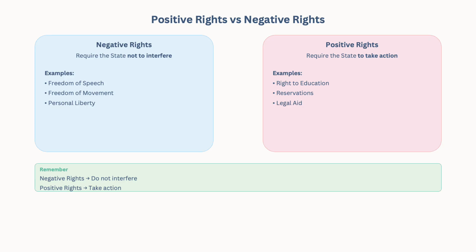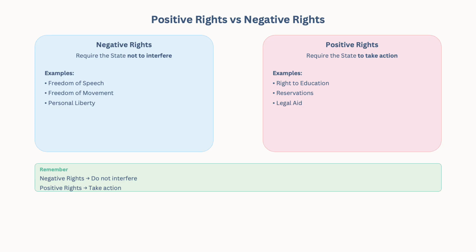The examples could be Article 19, freedom of speech and expression, freedom of movement, and personal liberty, which is in Article 21. Life and personal liberty are mentioned in Article 21. These are examples of negative rights, which means they require the state not to interfere. We have the right to do this and that, and the state cannot stop us.